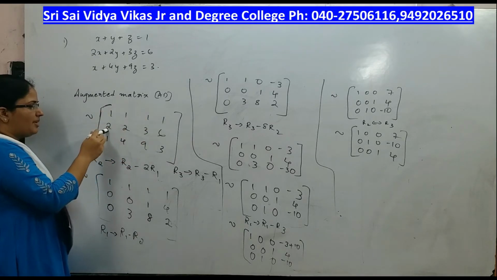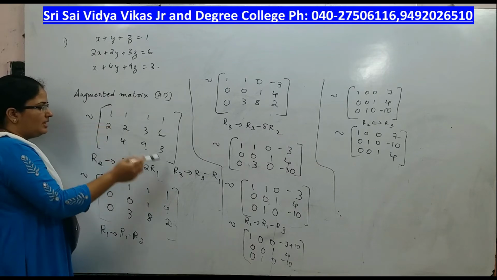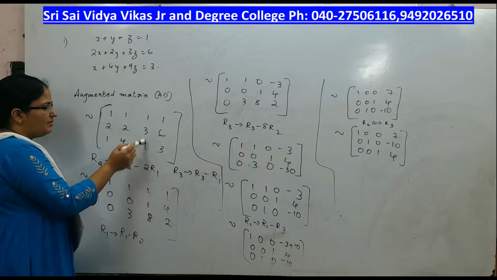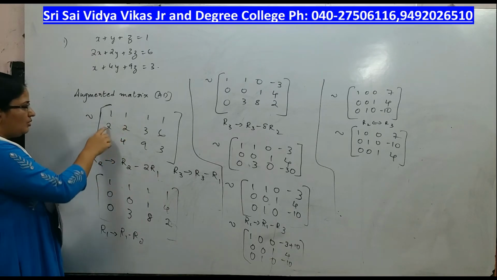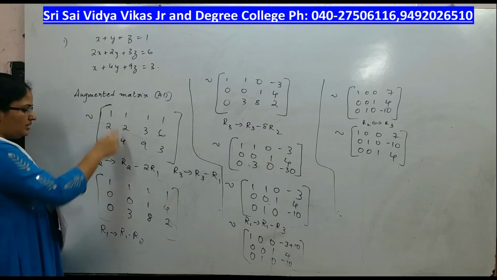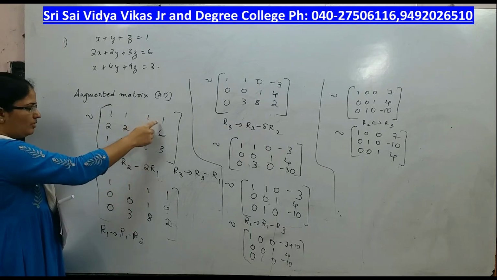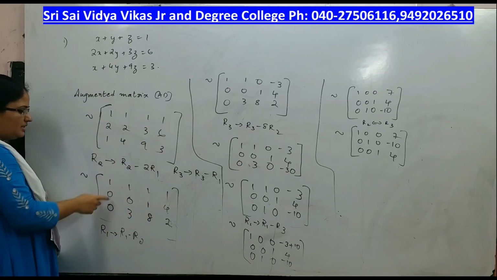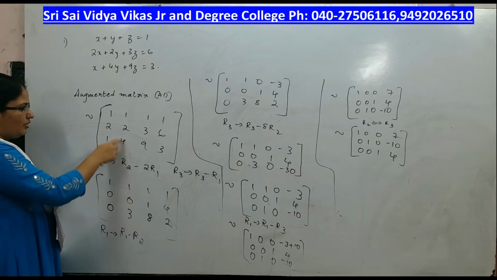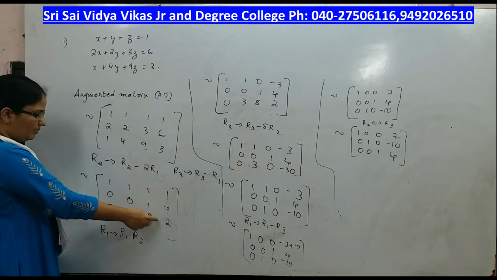For that, first I am applying a row operation. R2 changes to R2 minus 2R1 and R3 changes to R3 minus R1. So what do we get? 2 minus 2, 0, 2 minus 2, 0, 3 minus 2, 1, 6 minus 4, 2, 4. Now R3: 1 minus 1, 0, 4 minus 1, 3, 9 minus 1, 8, 3 minus 1, 2.